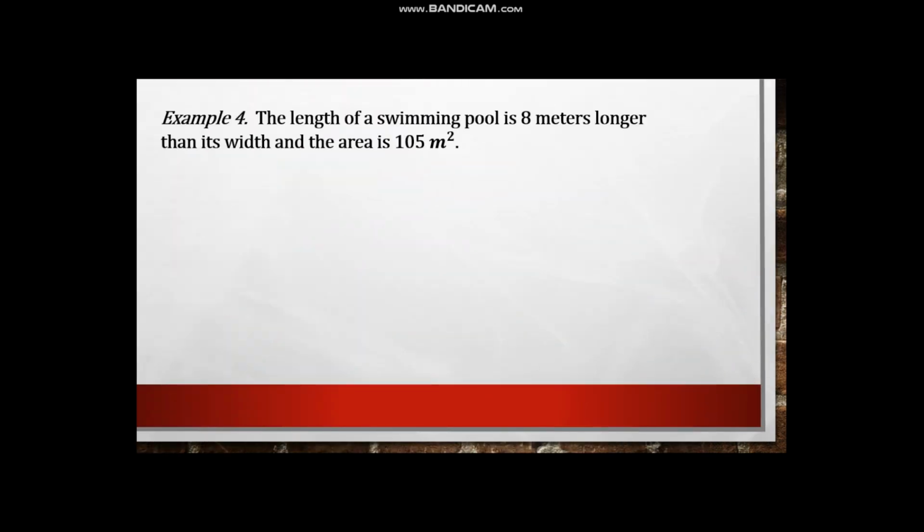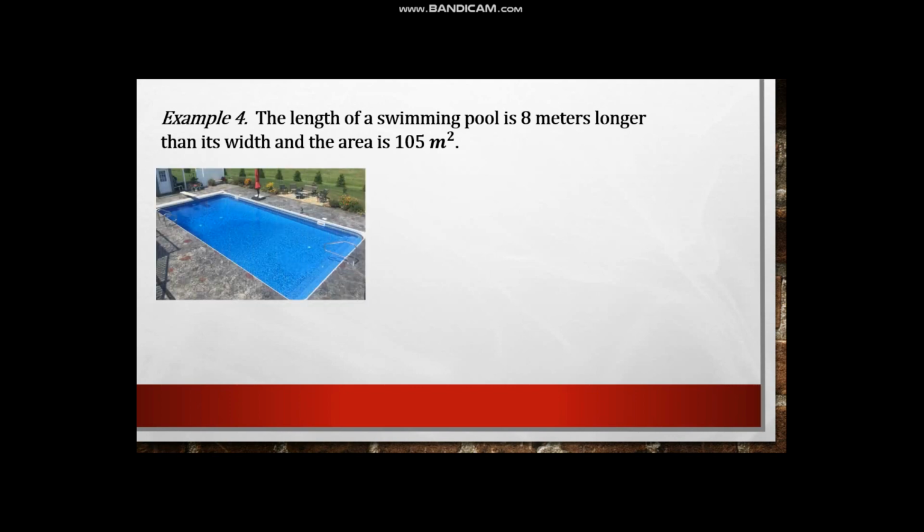Going to the last example, I have prepared here a word problem. Let us read. The length of a swimming pool is 8 meters longer than its width, and the area is 105 square meters. First, we need to have the representation of the given problem.